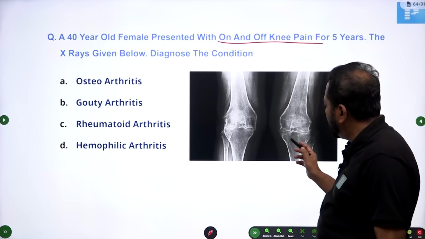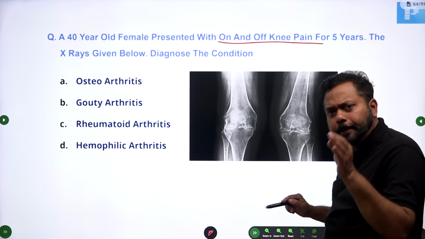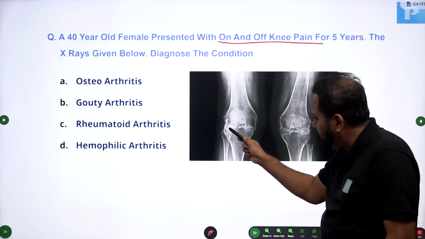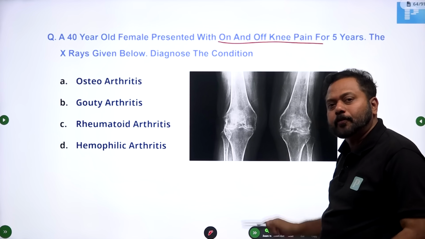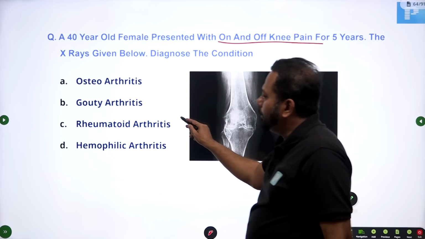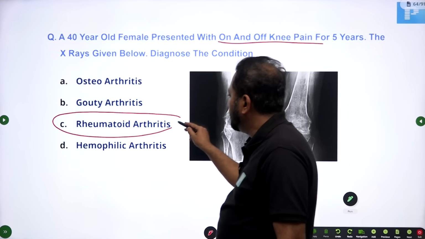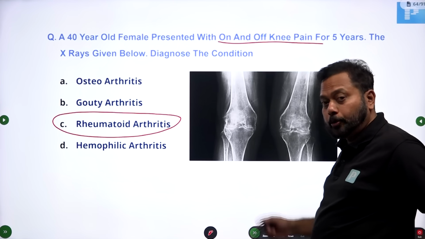Okay, X-ray is given below. When you see this X-ray, I am seeing joint space narrowing, but it is symmetrical. Lateral side joint space is narrowed, medial side is equally narrowed. So this is called symmetrical joint space narrowing. The diagnosis is rheumatoid arthritis. If it is osteoarthritis, it's called asymmetrical joint space narrowing. I'll show you the picture.